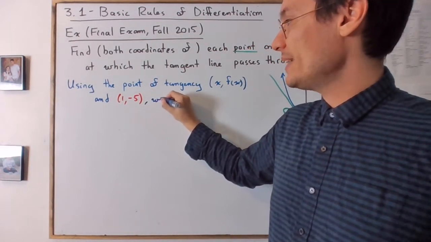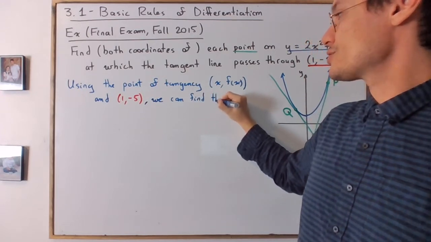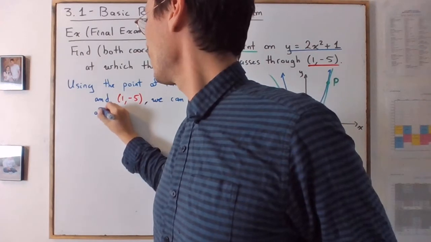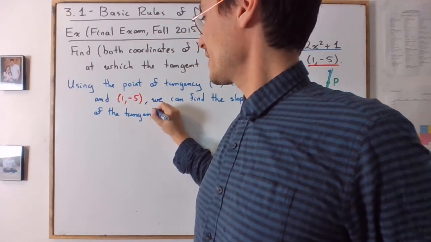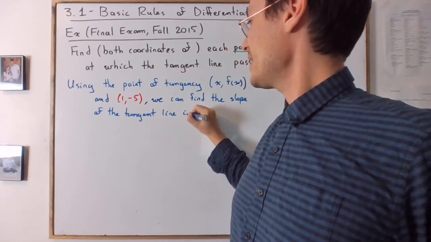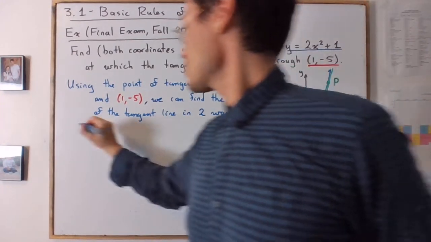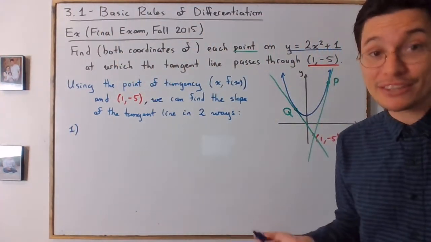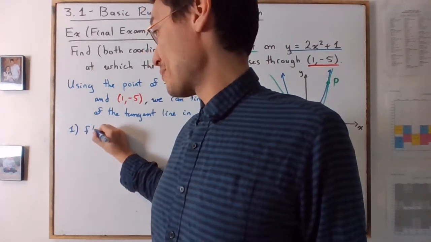So we can find the slope of the tangent line in 2 ways. Number 1, as you know, is by taking the derivative, so f prime of x.